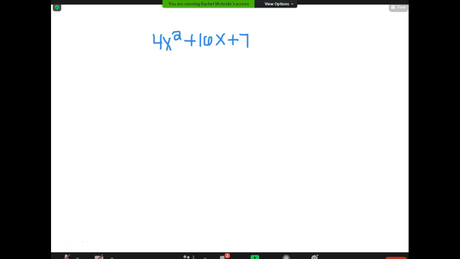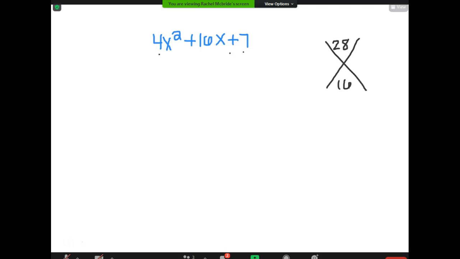Okay, so we have 4x squared plus 16x plus 7. So we're going to set up our factor with our magic x. So you multiply the first term and the last term. So 4 times 7 is 28. Put in your middle term. So I need two numbers that multiply to 28 and add to 16. They're both positive because this is positive, positive.